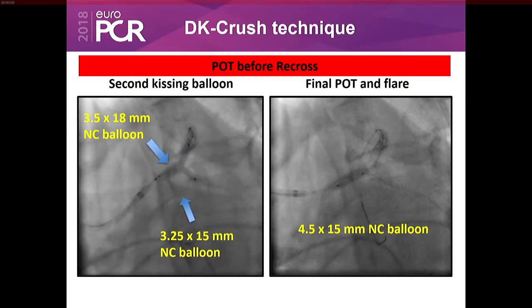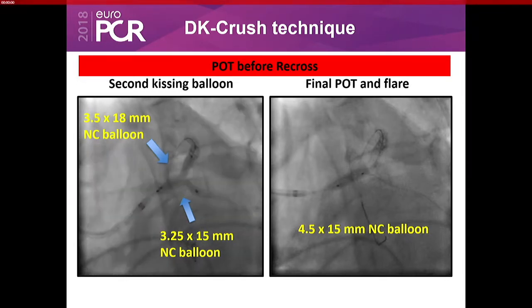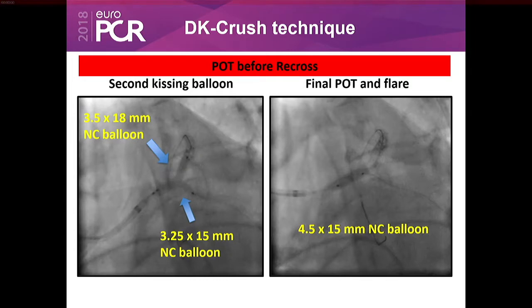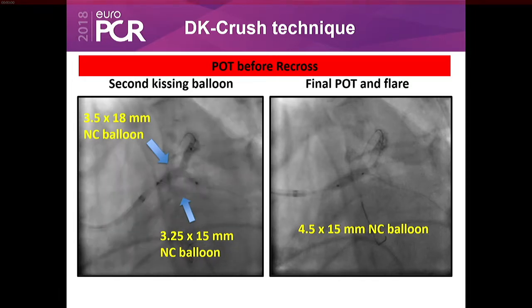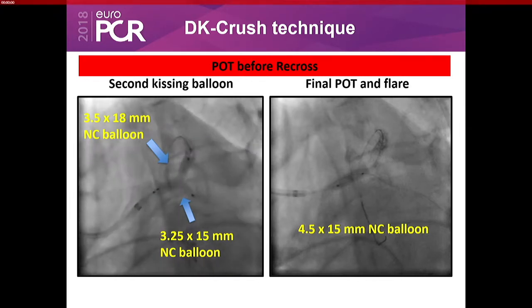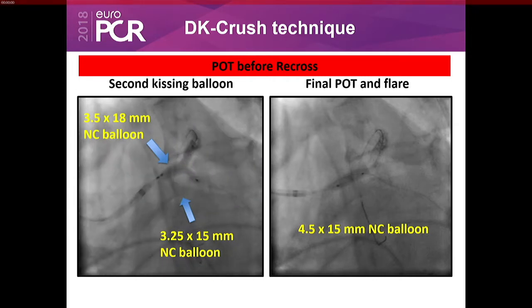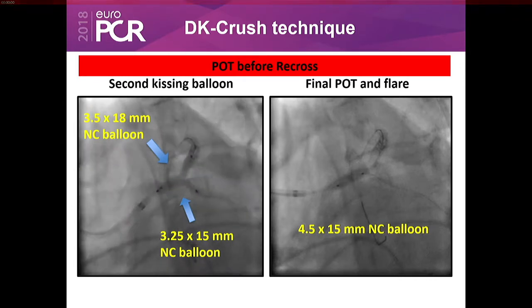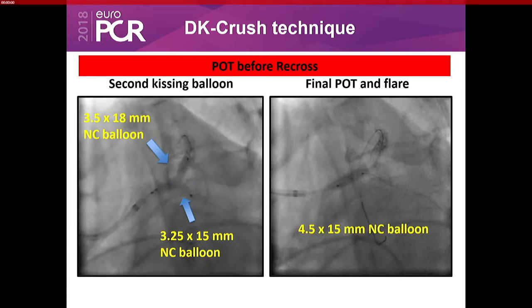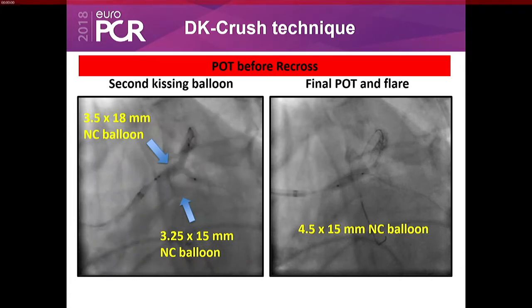But the real answer to your question is we really need a randomized trial of DK crush versus TAP, because TAP is a much simpler technique than DK crush. And whether or not it's going to influence the MACE rate is what everybody would be interested in. DK crush has good data with good follow-up, but TAP is simpler, gives you a good angiographic result, and you save a few steps. It has the downside that you're protruding some stent in the carina, you're reforming the carina with a stent, and we don't know what that means in the future.